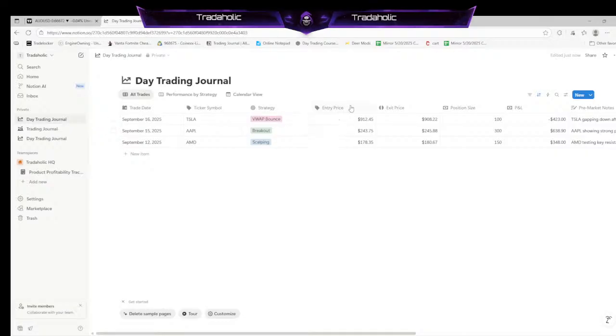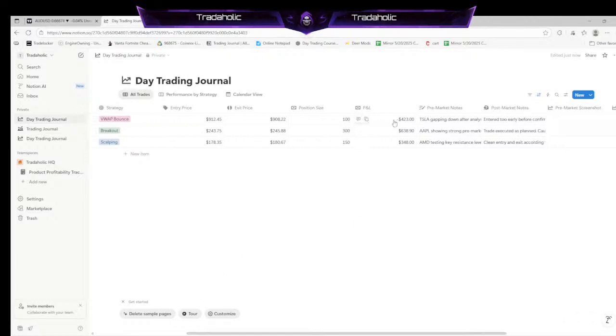It also has an area to note where your entry, where you exit, and your position size. I mean, how much you risk on that trade. Also, the end result of that trade. Were you green? How much did you lose? How much did you make? The overall P&L, very self-explanatory.